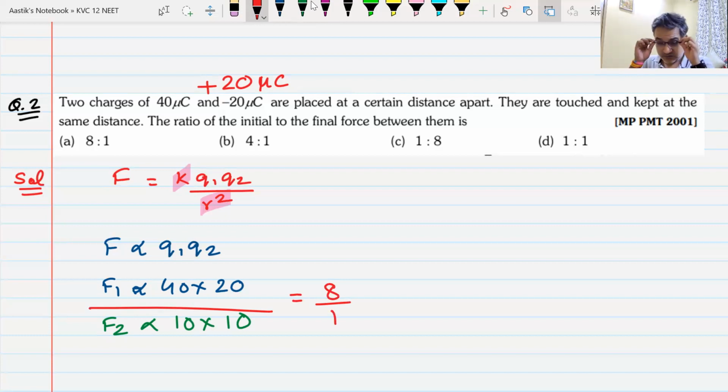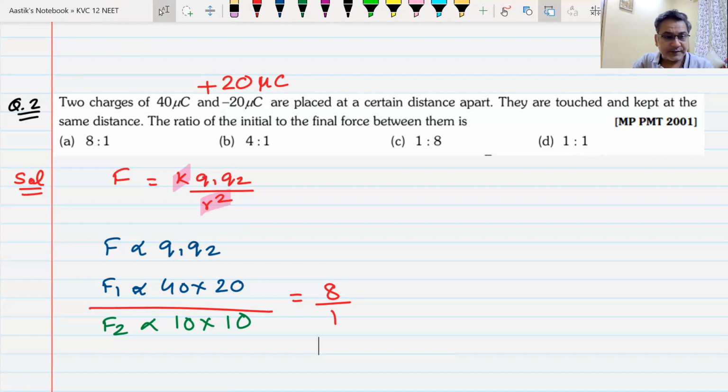Remember, such questions are in fashion these days, and you can expect questions on this. Sometimes the spheres are not given as equal, they're unequal, but you don't expect such questions in NEET. Such questions will only happen in JEE. Do we understand this? Yes, sir.